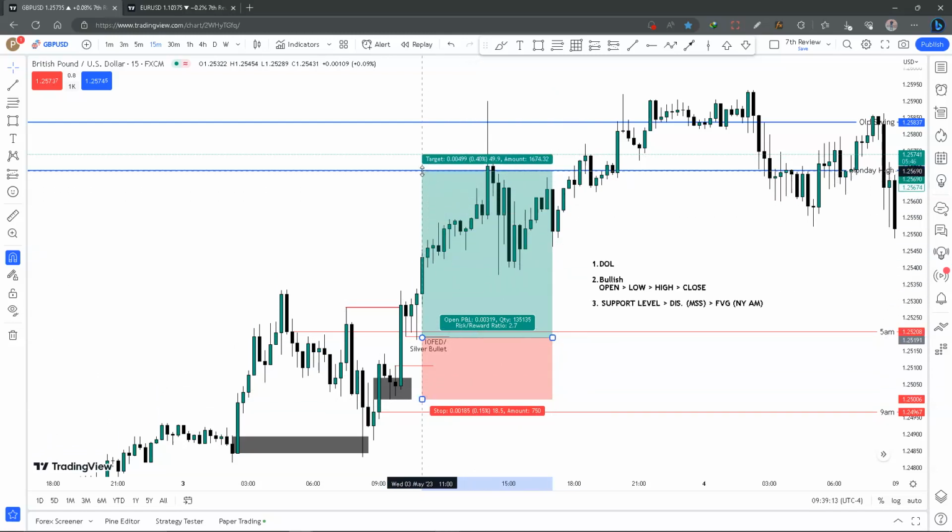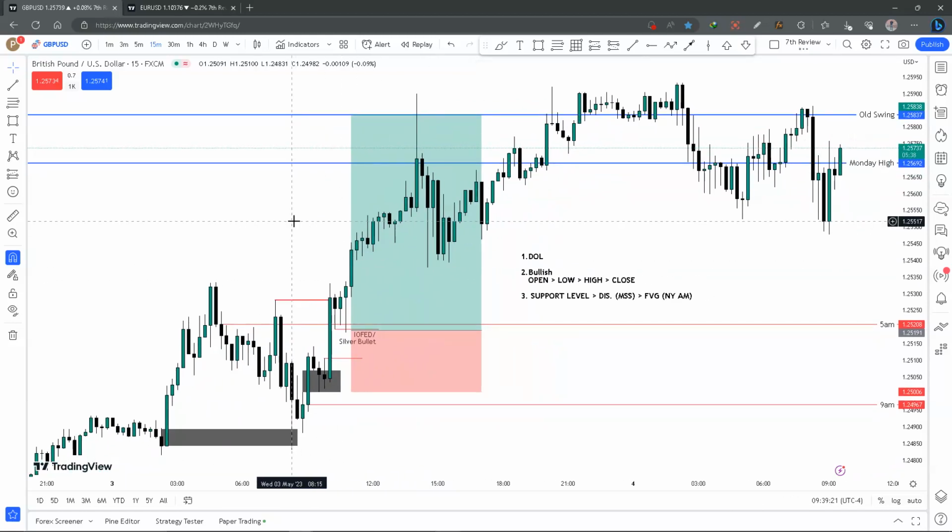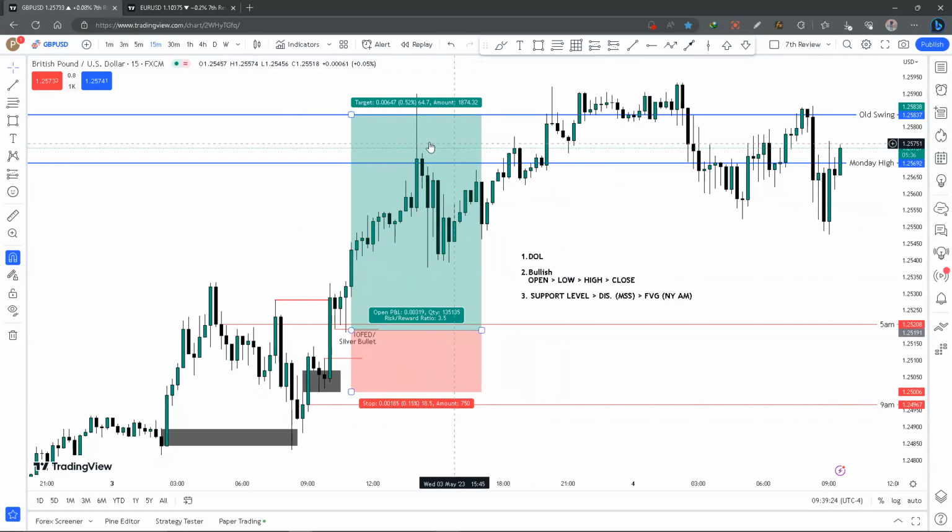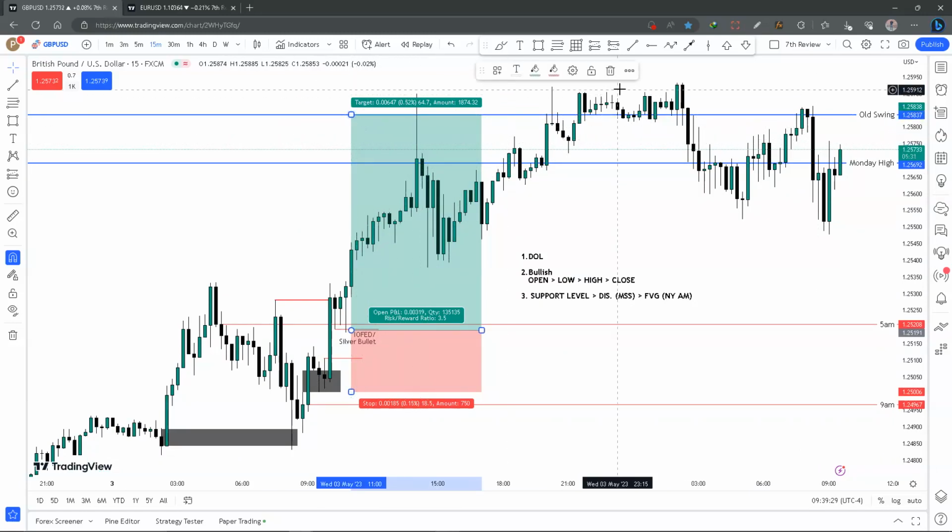And I'm targeting what? Monday's high, which is 50 pips. And then eventually we trade to the old swing high right there. Let me just mark the old swing high, Monday high, so you can see them. That's 65 pips. And that would have been that with this trade.